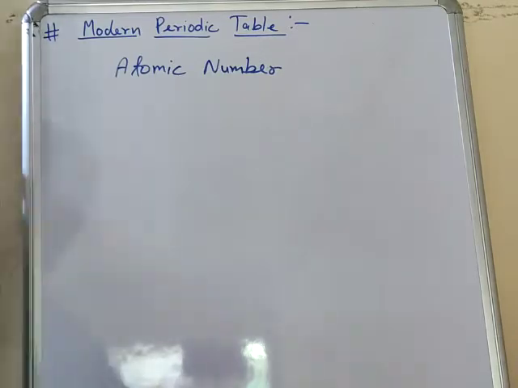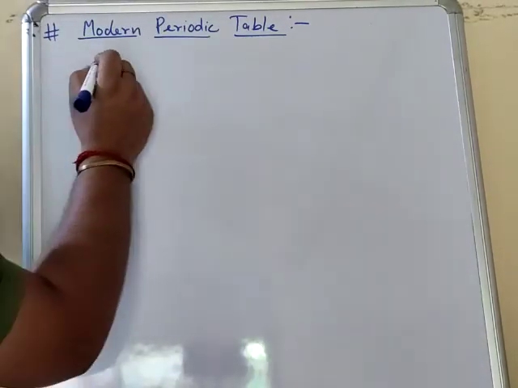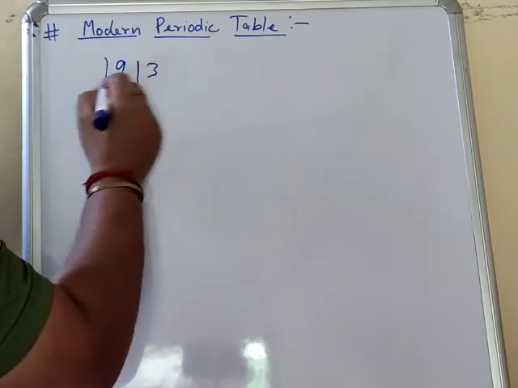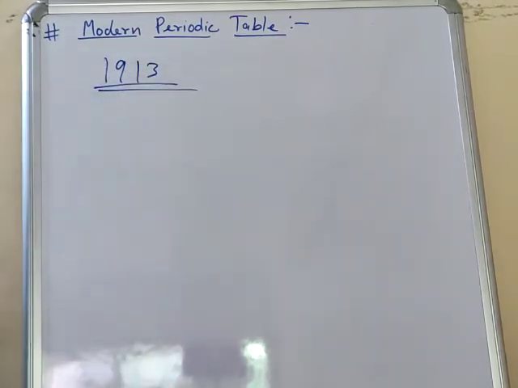So in 1913 one scientist, Henry Moseley, said that the atomic number of an element is a better basis for the classification of elements than atomic mass.